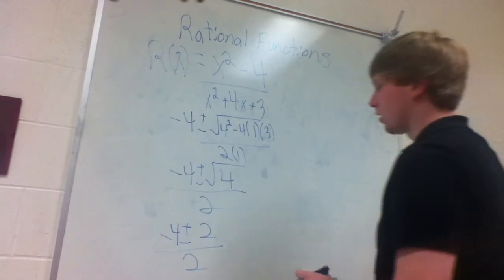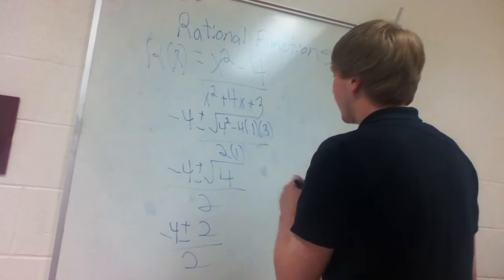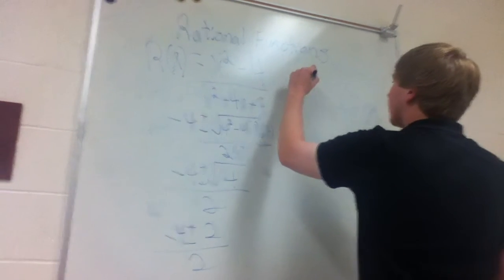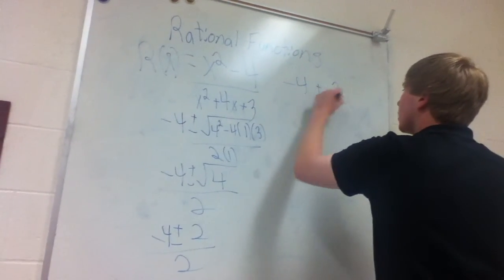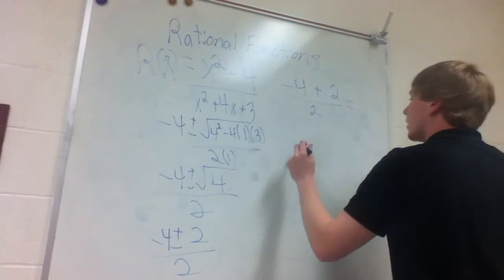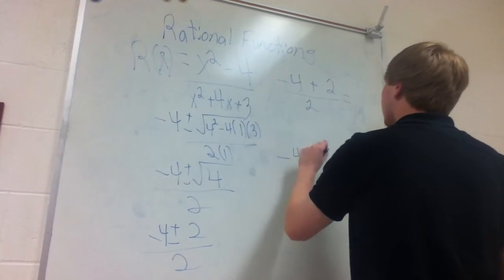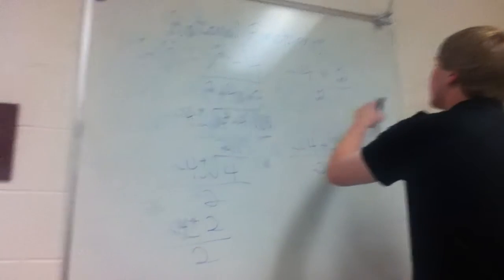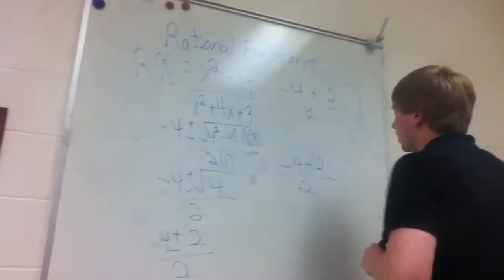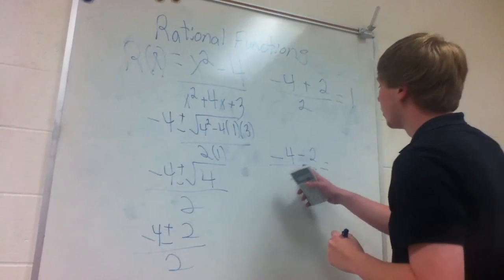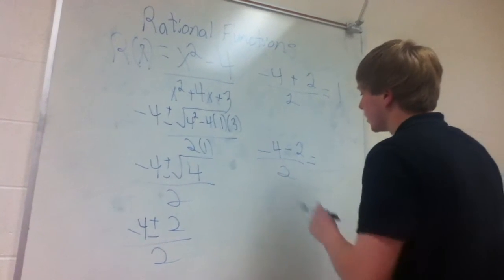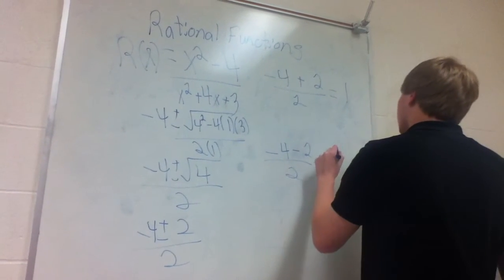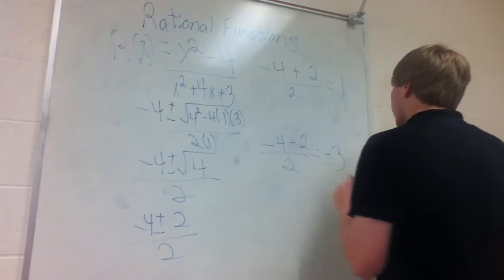Now solve for your domain. You want to do -4 plus 2 over 2 and -4 minus 2 over 2. Now -4 plus 2 equals -2, divided by 2 equals -1. And then -4 minus 2 equals -6, divided by 2 equals -3.